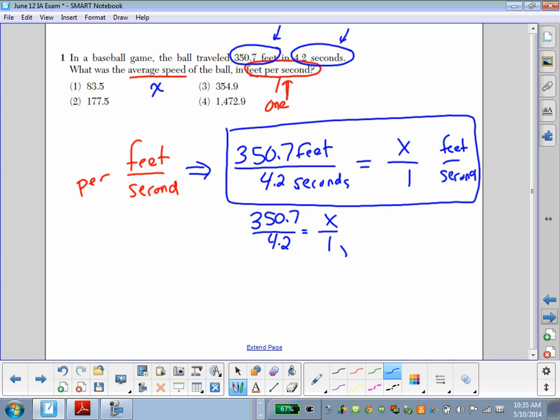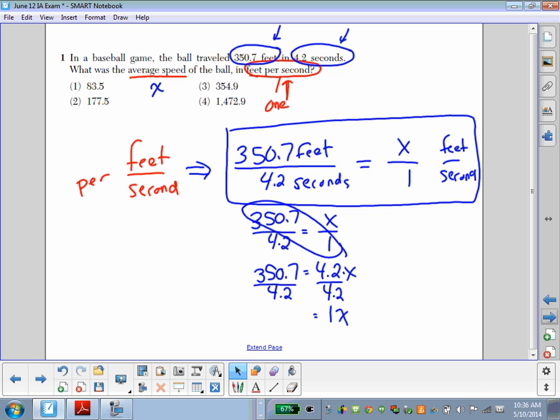I'm going to multiply 1 times 350.7. I'm going to get 350.7, and then I get 4.2x. Right? 4.2x is the same thing as 4.2 times x. So I want to do the inverse operation to divide out the 4.2. So I'm going to divide by 4.2 on both sides, because dividing is the inverse operation of multiplication. When I do that, the 4.2 is going to divide out to 1.